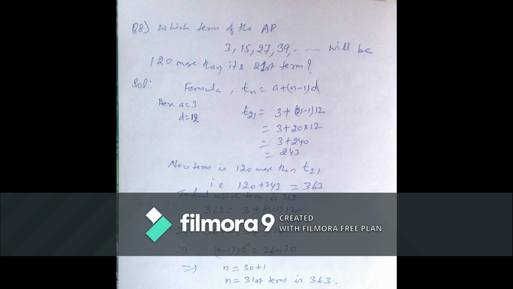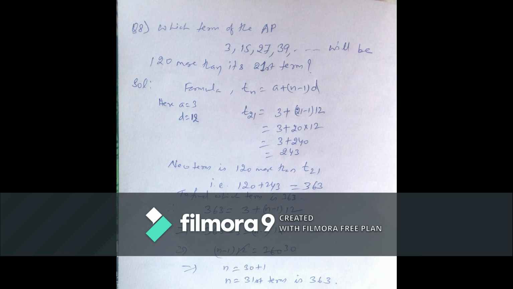Now 363 is some term, and we do not know which term it is; that only we have to find out. So 363 is the term Tn, and we write 3 plus (n minus 1) into 12, the same formula. When we solve it, we get n minus 1 equal to 30, so n is equal to 31. So the 31st term is 363.